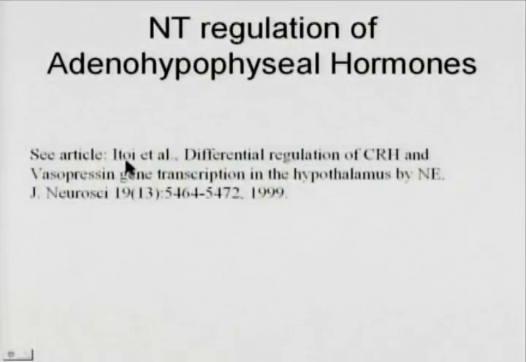There will be a separate lecture recorded on this research article by Itoi et al., Differential Regulation of CRH and Vasopressin Gene Expression in the Hypothalamus by Norepinephrine, from the Journal of Neuroscience, Volume 19, Issue 13, pages 5464 through 5472, in the year 1999. So that will be a separate lecture as an example of primary literature dealing with at least one of these axes, the hypothalamic-pituitary-adrenal axis.